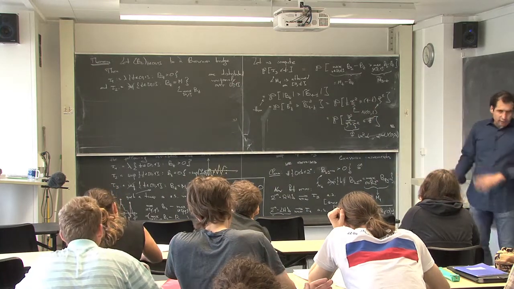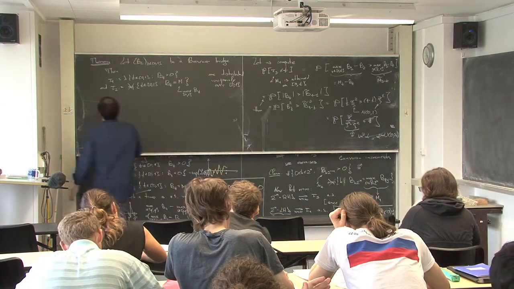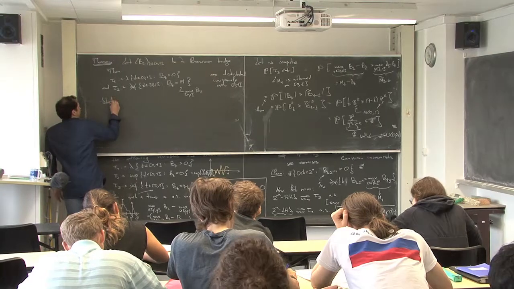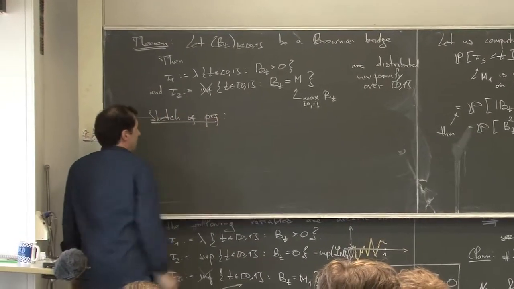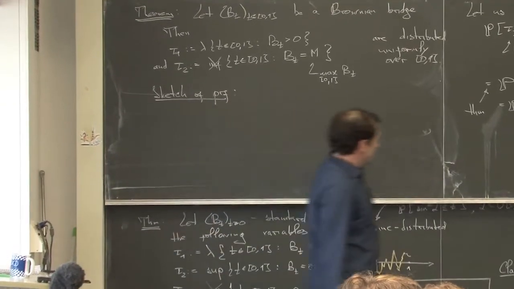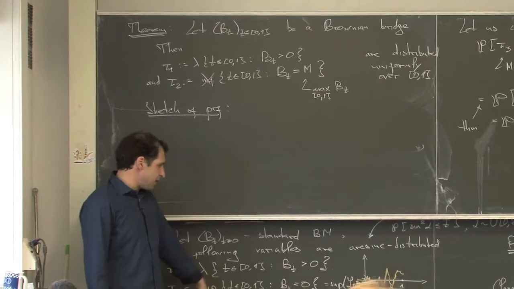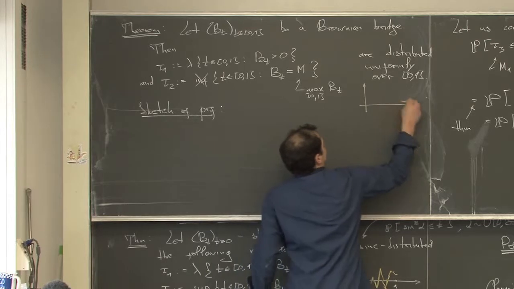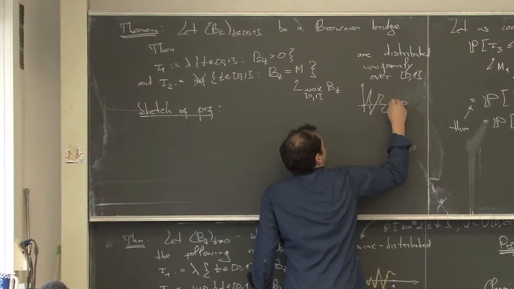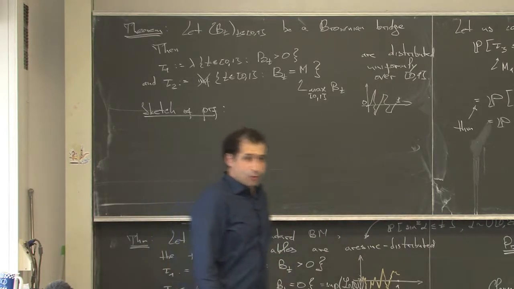This is just a small addendum. I'm not going to give a proof, so just some sketch. Again, this is for exercises. The third random variable now is meaningless, right? Because a Brownian bridge is by definition something that is pinned here, so it has no last zero.